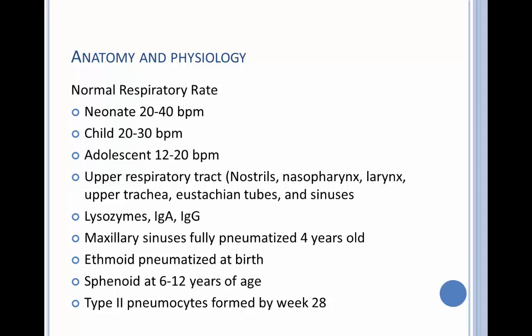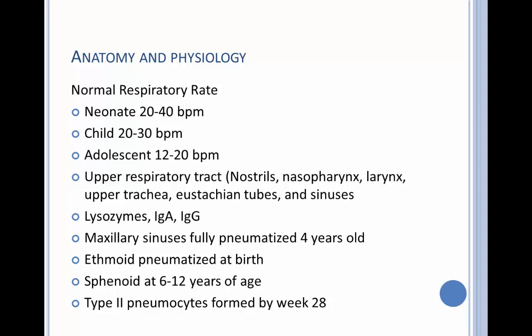These are the anatomic divisions of the respiratory tract. Remember that the upper respiratory tract is composed of the nostrils, the nasopharynx, the larynx, the upper trachea, and the eustachian tubes and sinuses. So today we're going to talk about laryngotracheal bronchitis. We're going to talk about sinusitis and as well rhinitis. And we're going to talk about the lower respiratory tract, which entails the lungs.